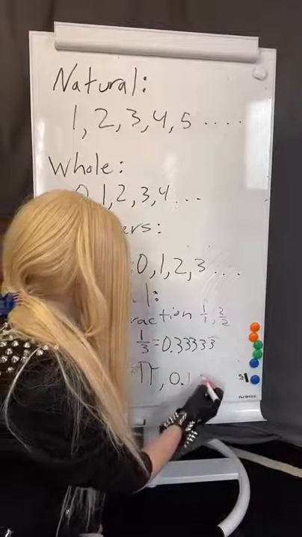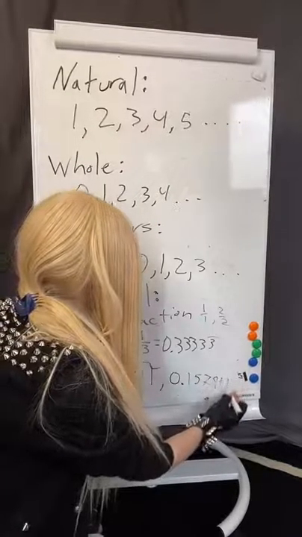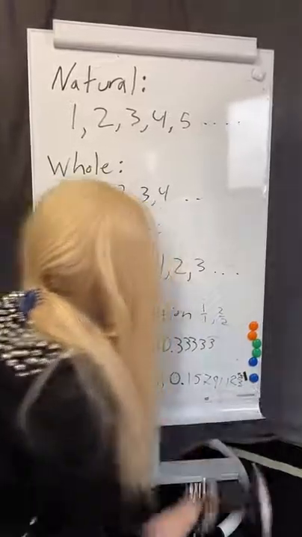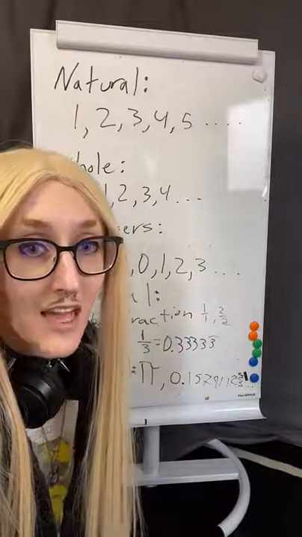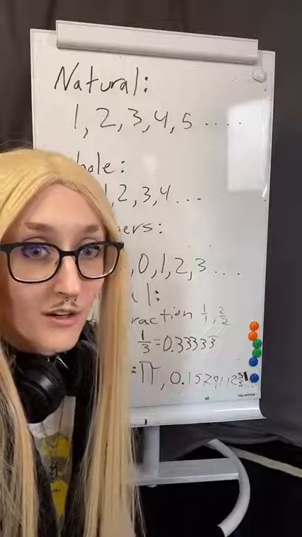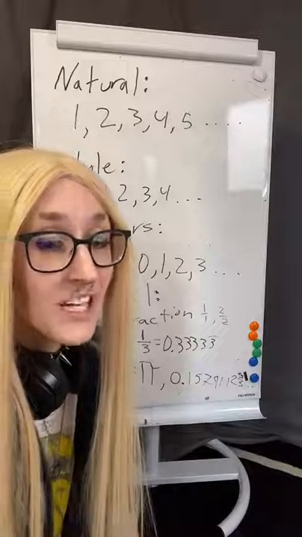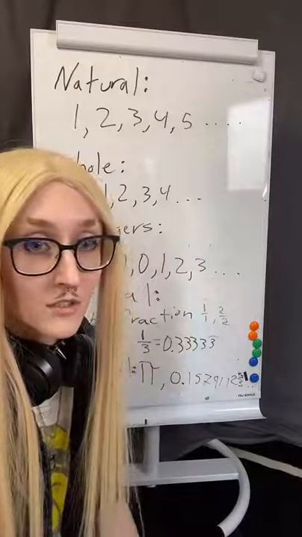So like 1, 5, 7, 9, 1, 1, 2, 3, on and on and on. If I just kept writing down any number that came to my brain, that would be an irrational number. An irrational number, because we can't predict it, cannot be written as a fraction.